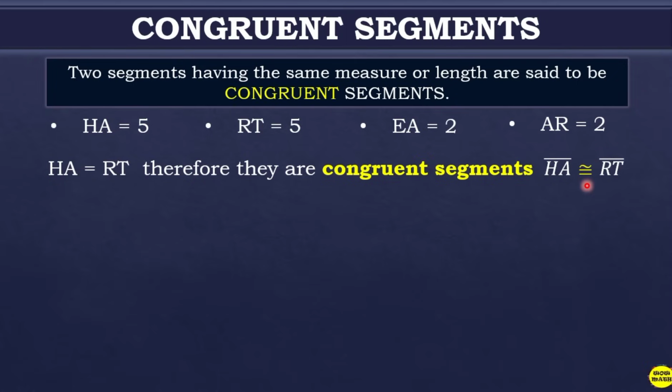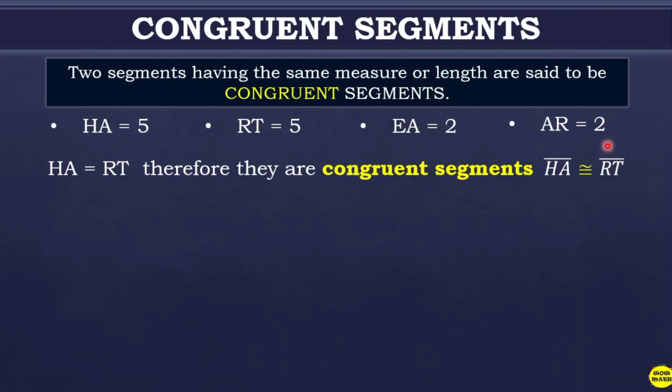Bakit kaya ganun ang symbol niya? Kasi nga po, sabi ko nga po kanina, para maging congruent sila, dapat equal muna sila. So as you can see, meron siyang equal na sign. Hindi natin sila pwedeng tawagin na congruent segments if they are not equal.